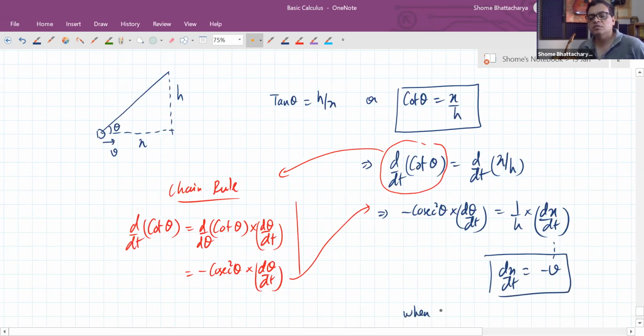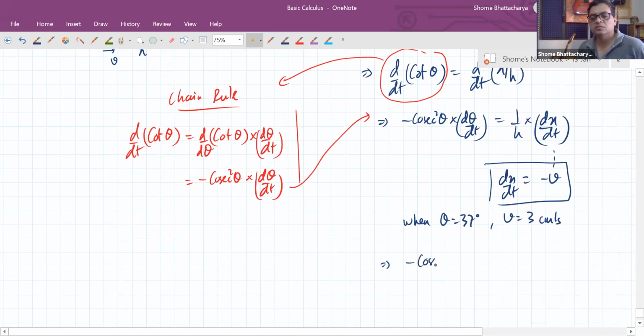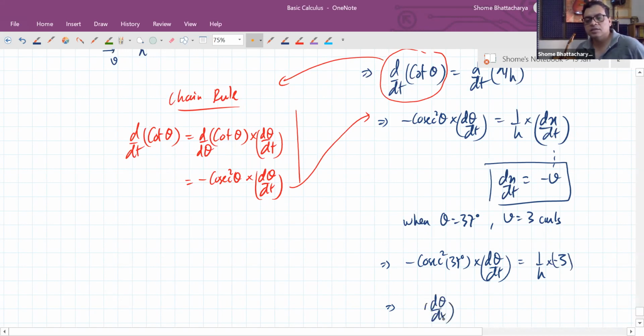We saw that when theta was 37 degrees, v turned out to be 3 centimeters per second. Just substituting that here, we get minus cosec square 37 degrees into d theta by dt is equal to 1 by h into minus 3. So the minus sign cancels out, and we get d theta by dt as 3 upon h into sine square 37, which is 3 divided by h into 3 by 5 whole square.